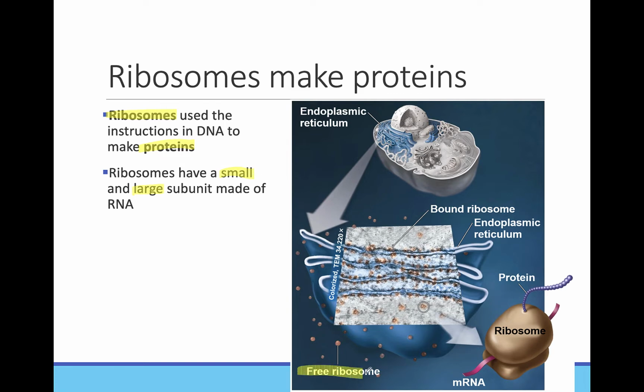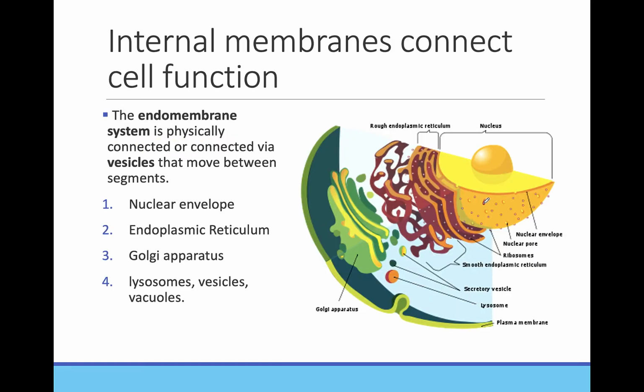Some float freely through the cytoplasm, and others are attached to an internal membrane called the rough endoplasmic reticulum. From the nucleus all the way out to the plasma membrane exists a complex series of internal membranes called the endomembrane system. The prefix endo simply means inside. Some sections are continuously connected. Other sections are separated by the cytoplasm, but small membrane-bound vesicles can travel between them.